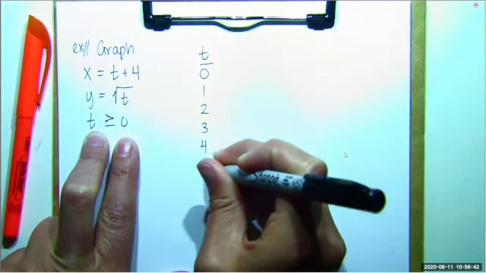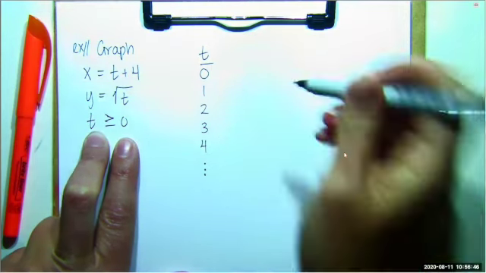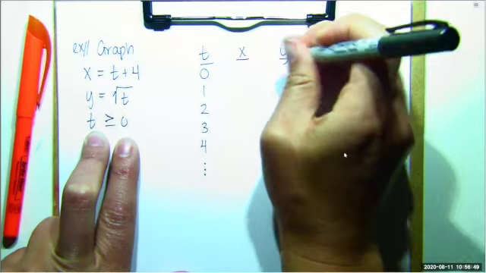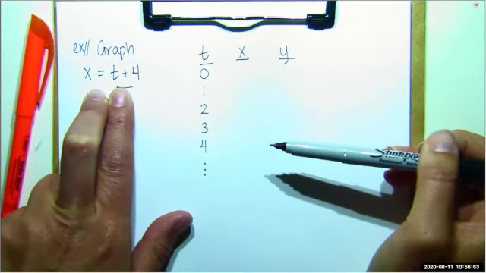And if you want to put an arrow here to remind yourself that this continues, you certainly can do that. Now what I'm going to do is, in my chart of values, make a chart for x values and y values. So first let's do x. So x is equal to t plus 4.